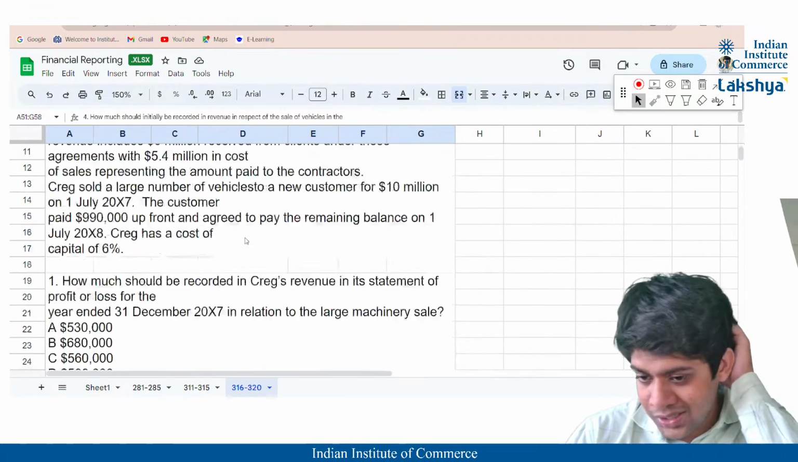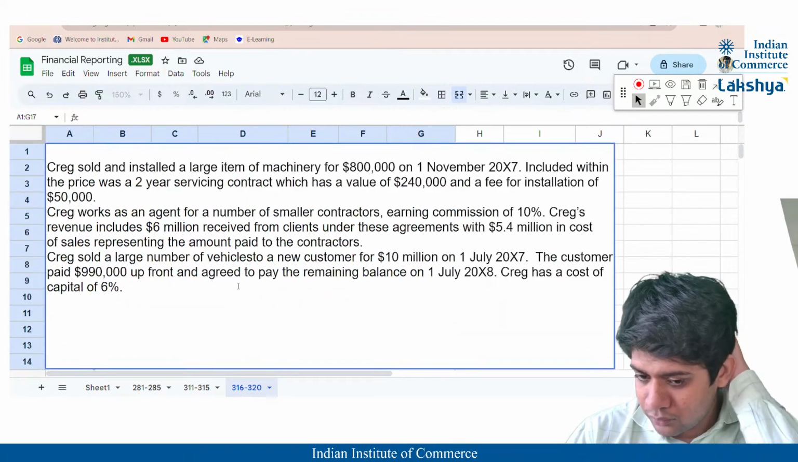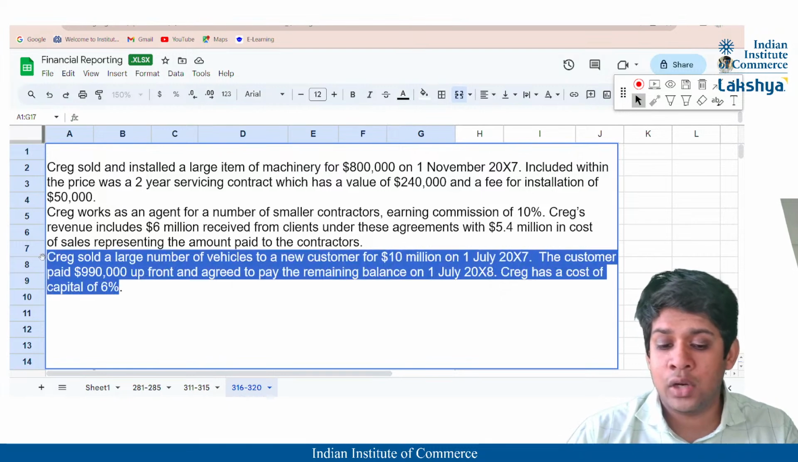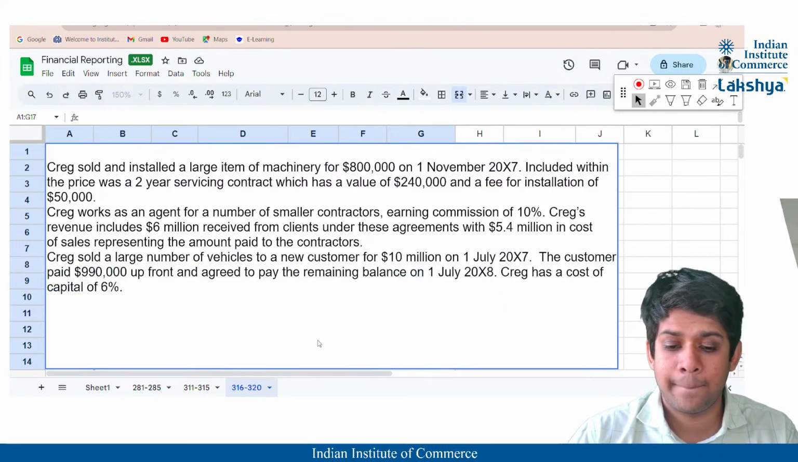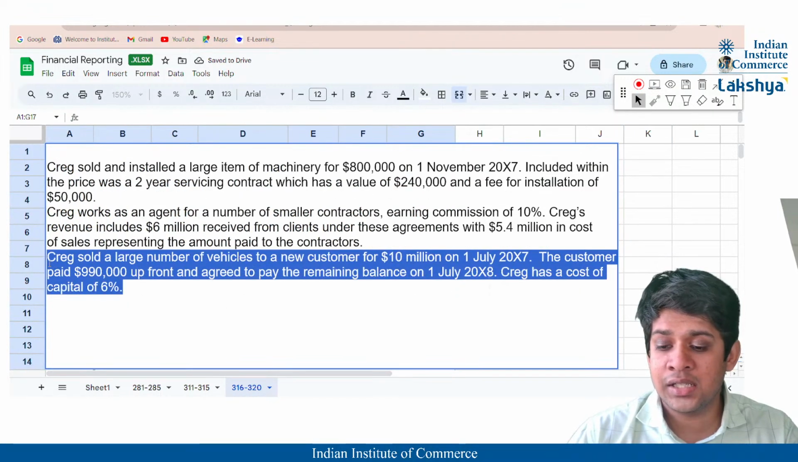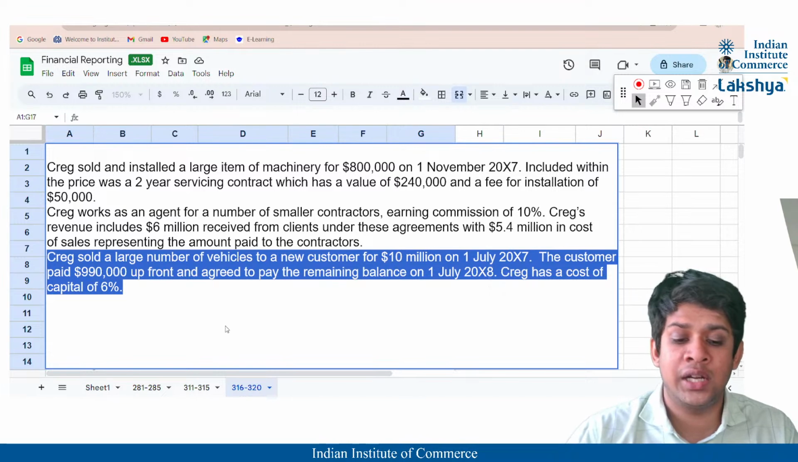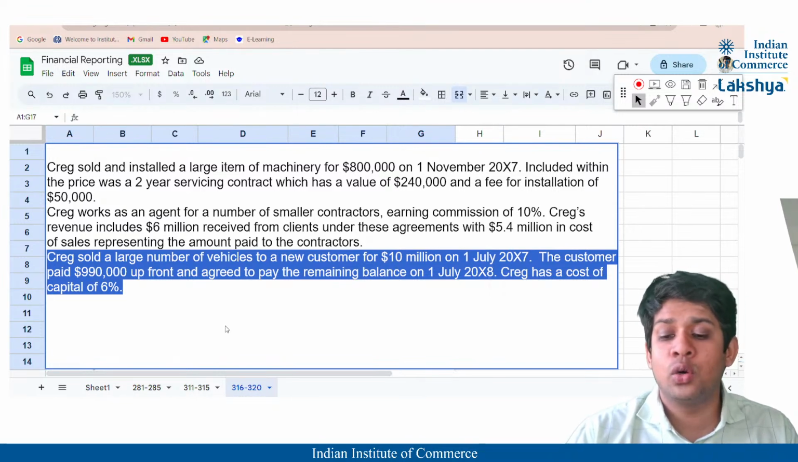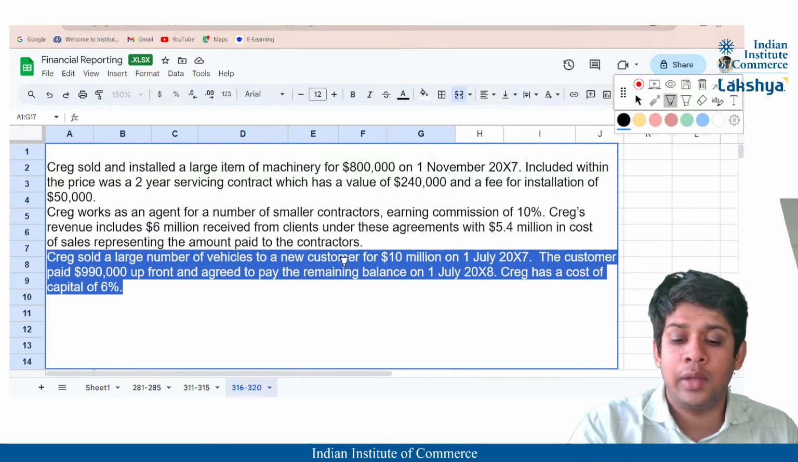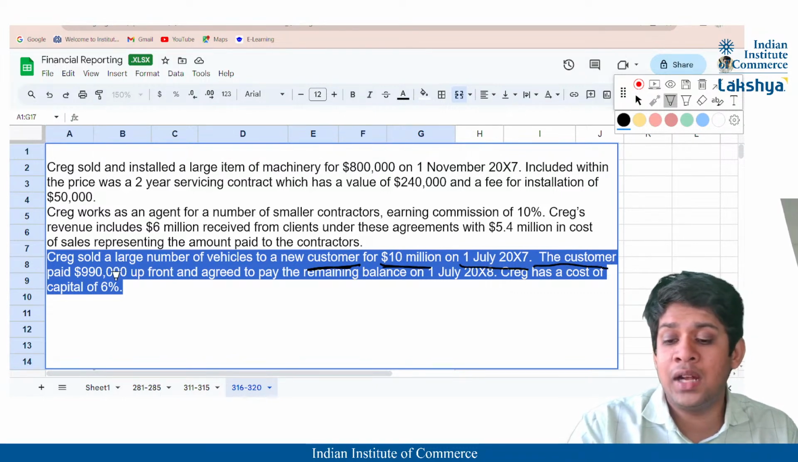Okay, so let us look at the scenario. It is this scenario, guys, that they are talking about. Yes, it is this scenario that they are talking about because we've already dealt with the first. Craig sold a large number of vehicles to a new customer for $10 million on 1st July 2017. The customer paid $990,000 upfront.